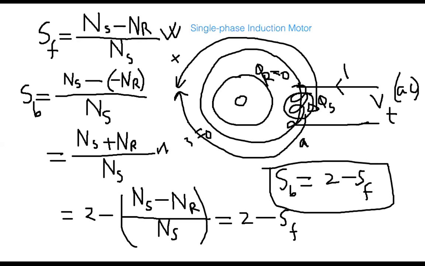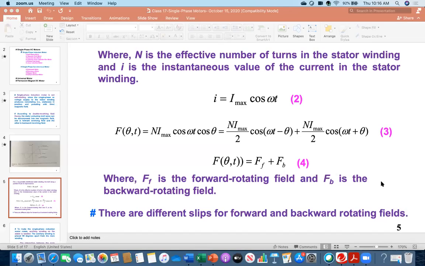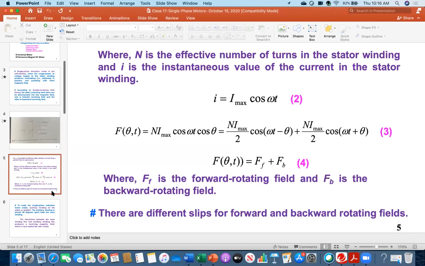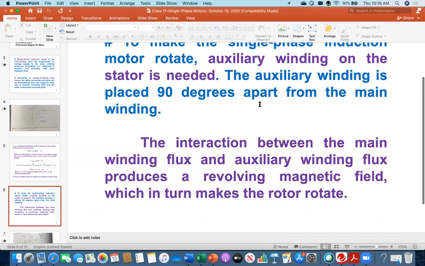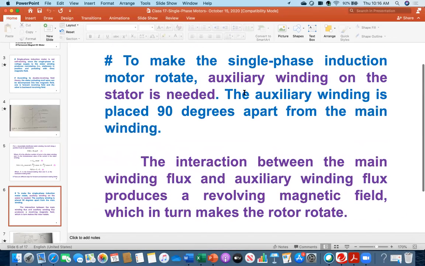Now, one thing: because of the two slips and because its starting torque is 0, the motor is not able to rotate, but we have to make it rotate. So how do we make it rotate? Let's go back to that slide. So we understand this one. Then everybody see what I have written. How to make the single phase motor rotate? To make the single phase induction motor rotate, an auxiliary winding on the stator is needed.